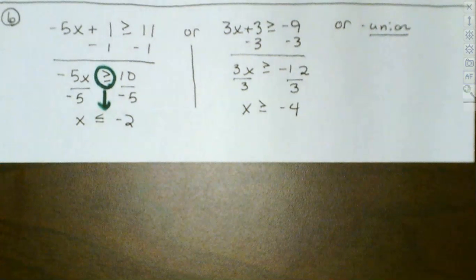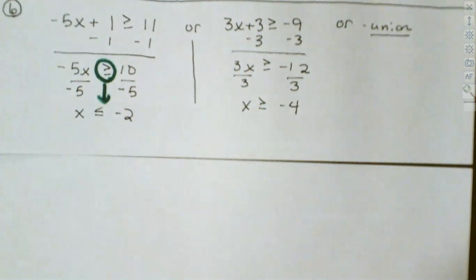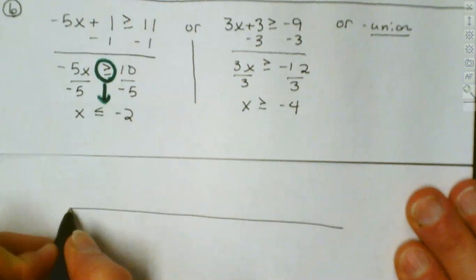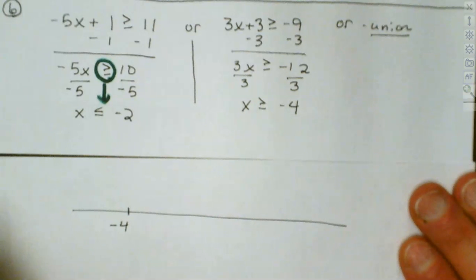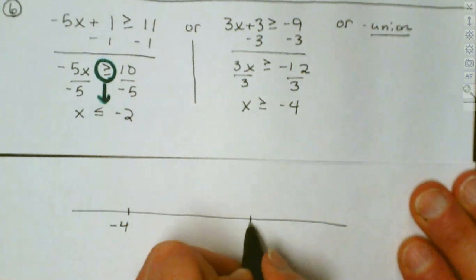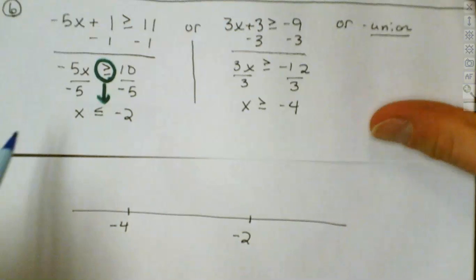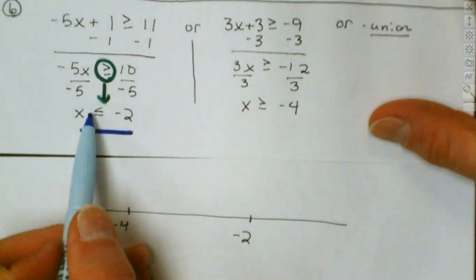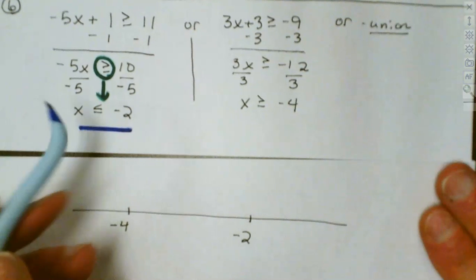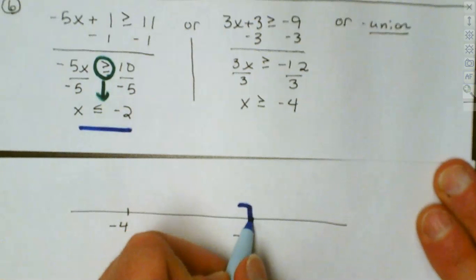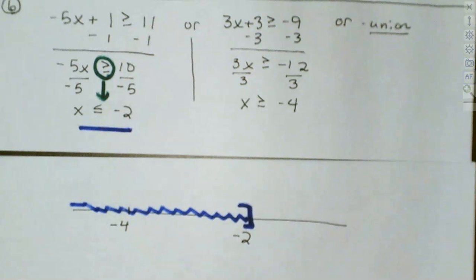Okay, so this is what we've got. Now, what about the or? The or, we're going to combine them together. So we'll put each of these on the number line here. And we've got a negative 4 because that's on the left. It's a smaller number. Negative 2 is going to be over here. So the first one: x is less than or equal to a negative 2. So that means, okay, it points to the left. That means we're going to use a square bracket. We're going to shade back out to the left here.